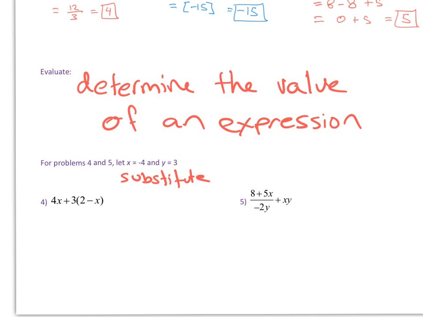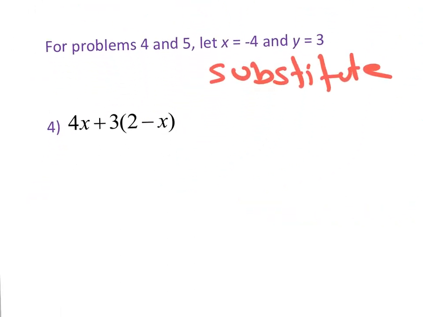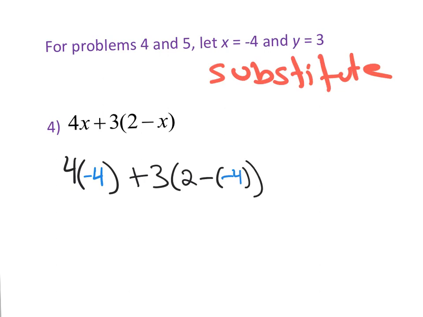Okay, so let's check out a problem here. For number 4, we're letting x equal -4 and y equal 3. This problem doesn't even have a y. So anytime I see x, I'm going to plug in -4. So let's do this. 4 parentheses, x is -4. So I plug in -4. And then plus 3 times 2 minus parentheses -4. Okay, so now I've substituted.